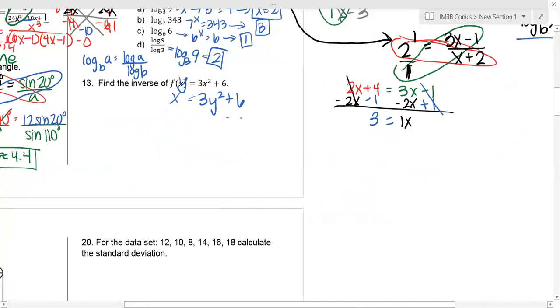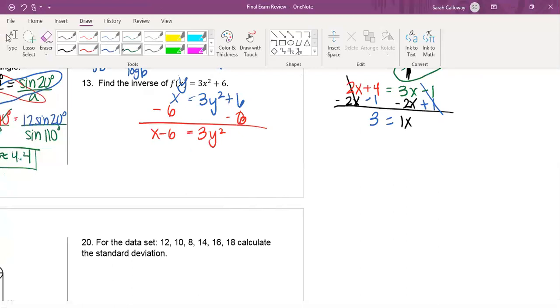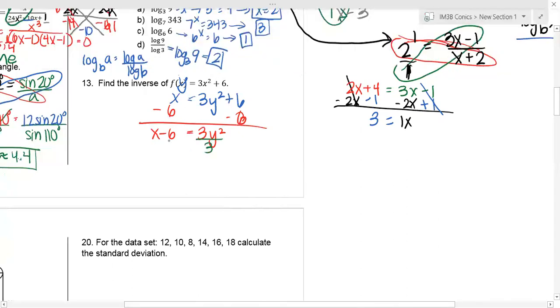So we're going to subtract 6 from both sides. Most of these, we won't be able to simplify anything. So that gives us x minus 6 equals 3y squared. Then we're going to divide both sides by 3. Since we have more than one term here, we want to divide everything by 3. So if I divide x by 3, that's 1/3 x. And then 6 divided by 3 is 2. So I have 1/3 x minus 2. And that equals y squared.